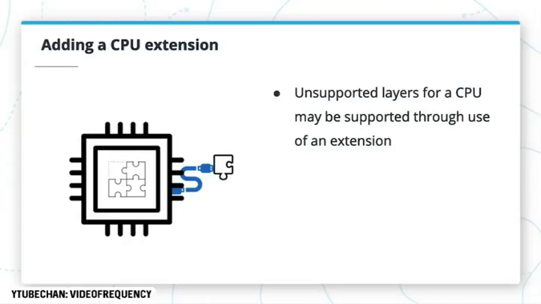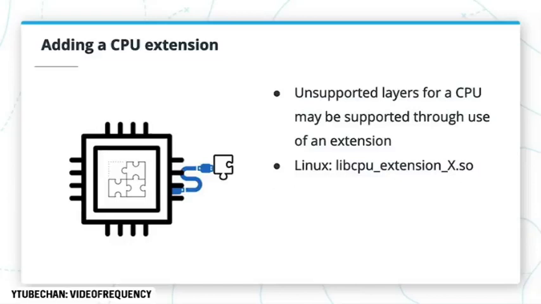If you navigate to your OpenVINO install directory, and then deployment tools, inference engine, lib, intel64, on Linux, you'll see a few different CPU extension files available for CPU architectures like AVX and SSE. Exactly the difference between those is a bit outside of the scope of the course, but you can look up advanced vector extensions if you want to know more there. On Mac, there's just a single CPU extension file.